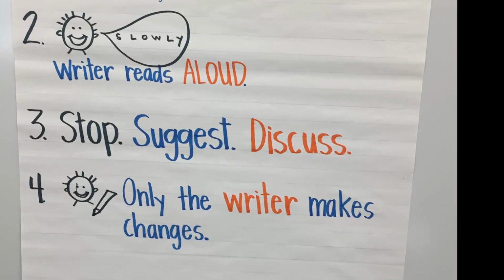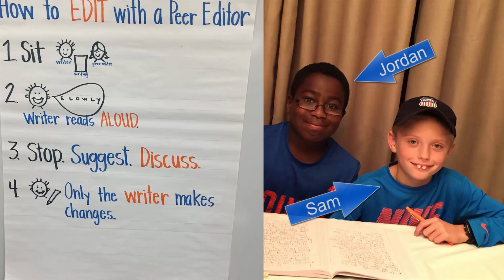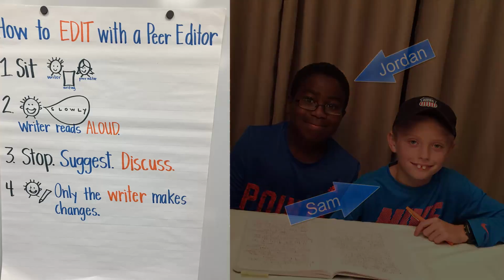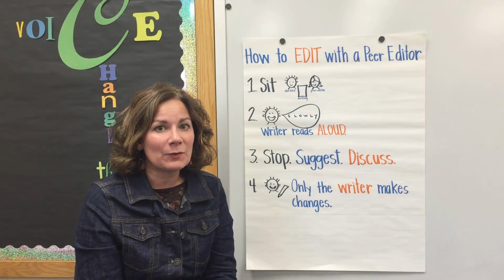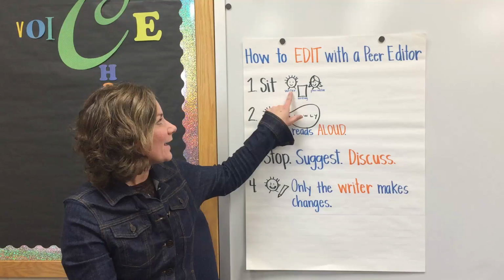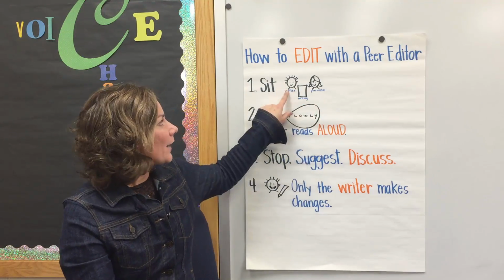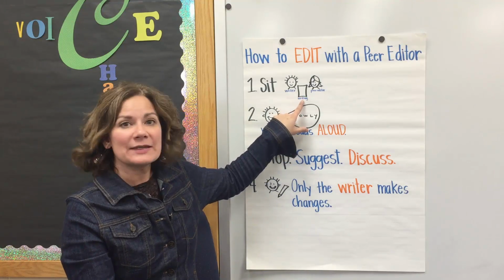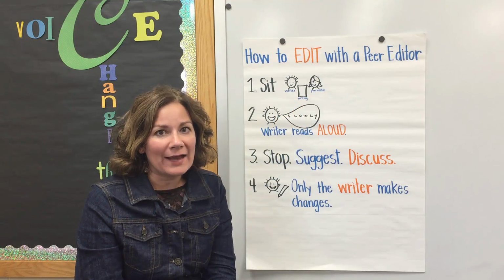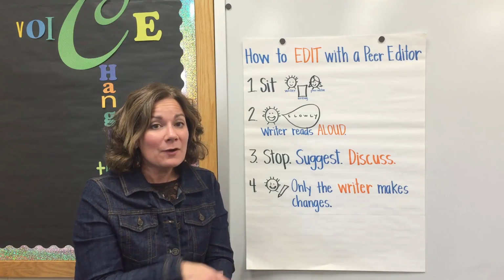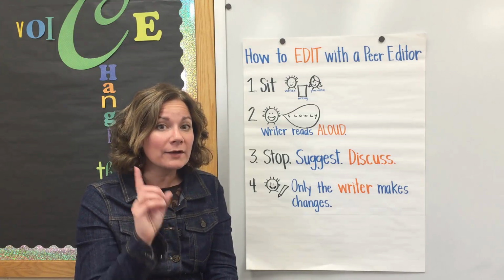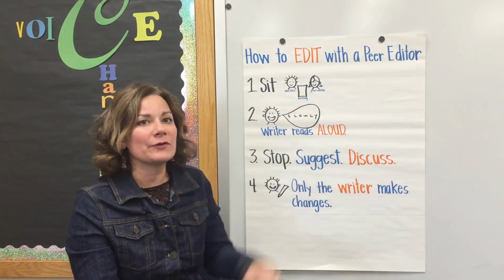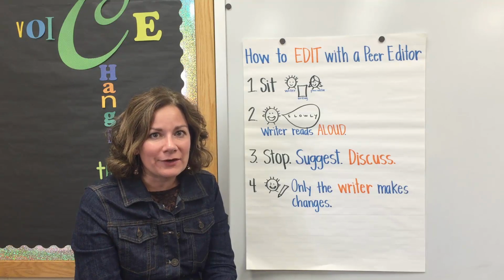Let's begin by imagining how this process will go, and then at the end, my sons, Sam and Jordan, will show us what it looks like. So the first thing to do when peer editing is that we sit side by side. The writer and the peer editor are shoulder to shoulder, and then the writing is in between them. Now, when we peer edit, we don't swap papers. We're just going to do one person's writing at a time, and that writing sits right between the writer and the peer editor.